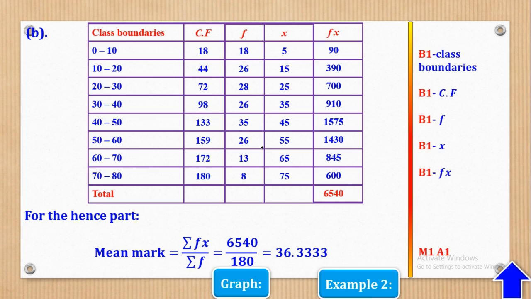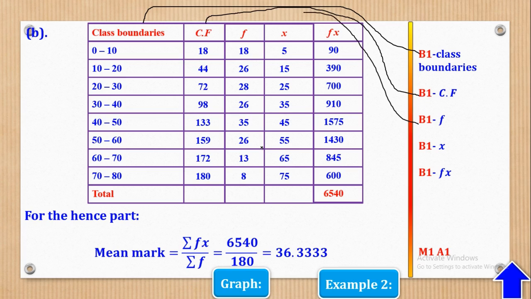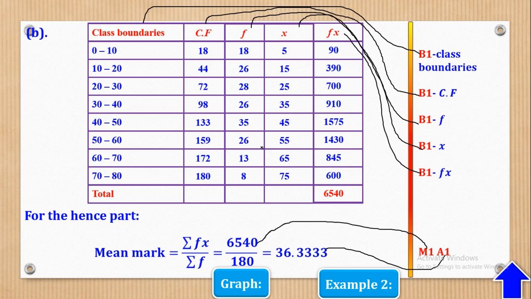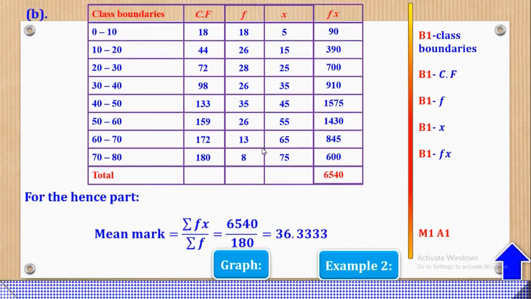So B1 is for you to generate the values for the class boundaries, and B1 for you to generate the values of CF, another B1 for you to generate the values of frequency, another B1 for you to generate the values of X, another B1 for you to generate the values of Fx. Then here M1 is for you to substitute in the formula for mean, and A1 is for you to get the output, and that is basically what they wanted in this question.